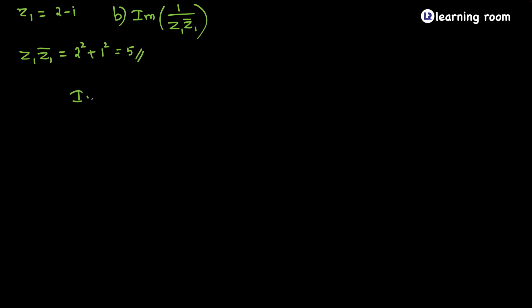So what is going to be the imaginary part of 1 by 5? Obviously, it is 0, because it does not have an imaginary part itself. It has only a real part. So the imaginary part is 0. So this is the answer for the second part.